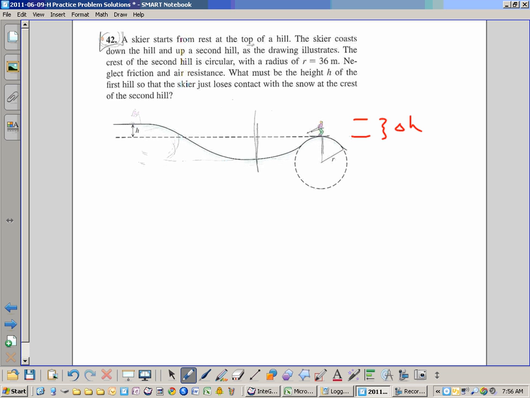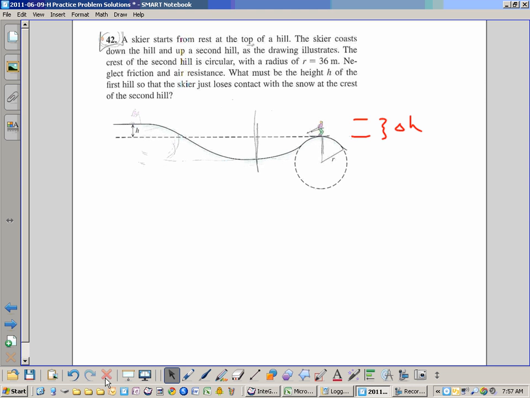Are we gaining or losing potential energy if we're going downhill? Losing. So are we gaining or losing kinetic energy? Gaining, right? We've known since we were little kids, if you roll something down a hill, it's going to go faster, right? All right, so we know that we're starting at the top of the hill. We have a radius of 36 meters.